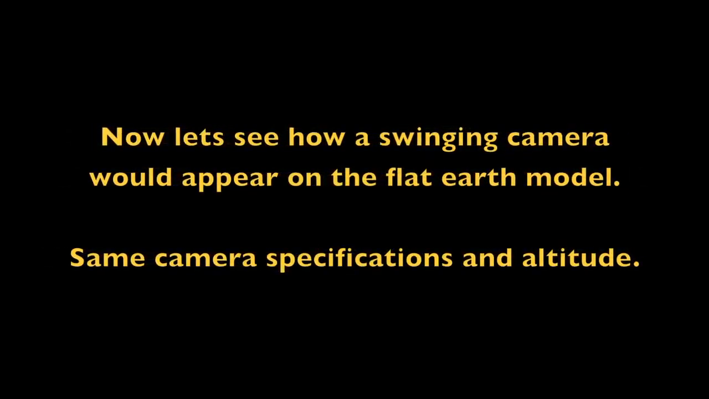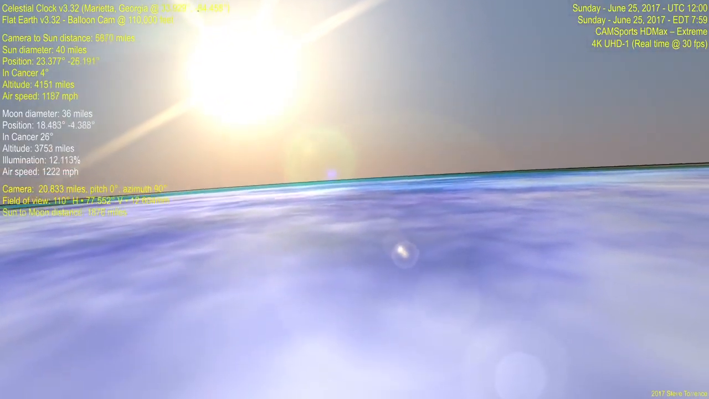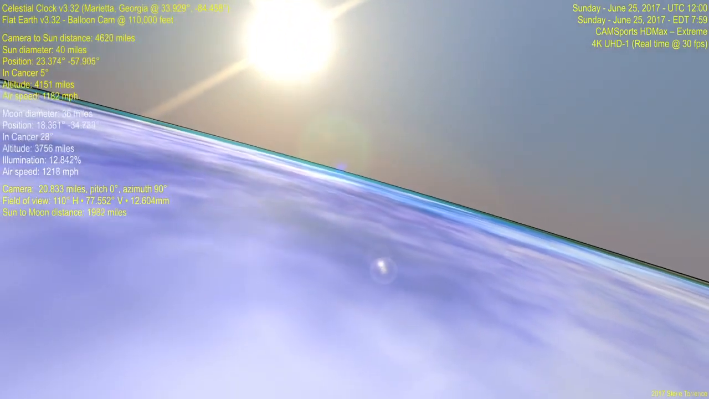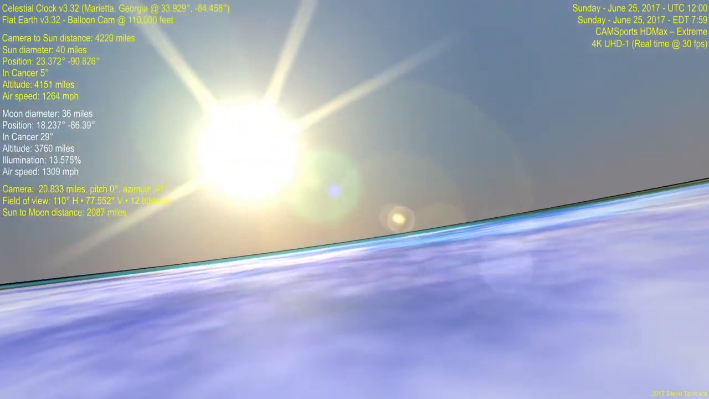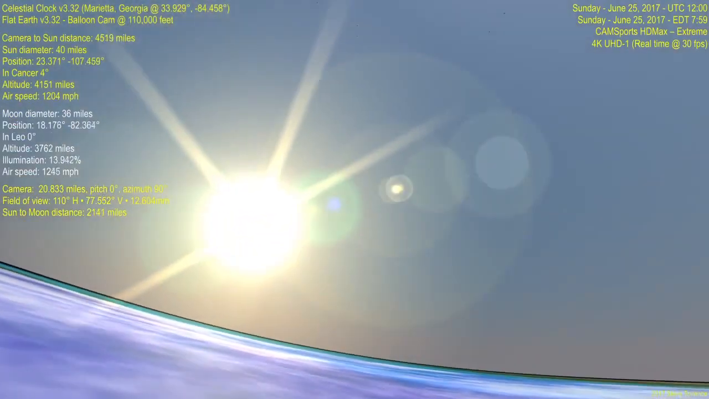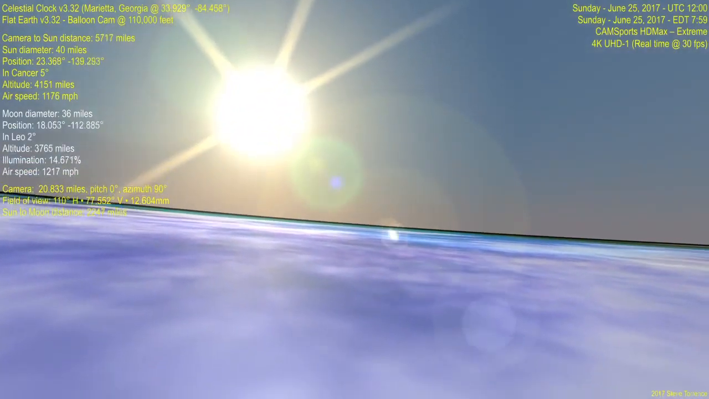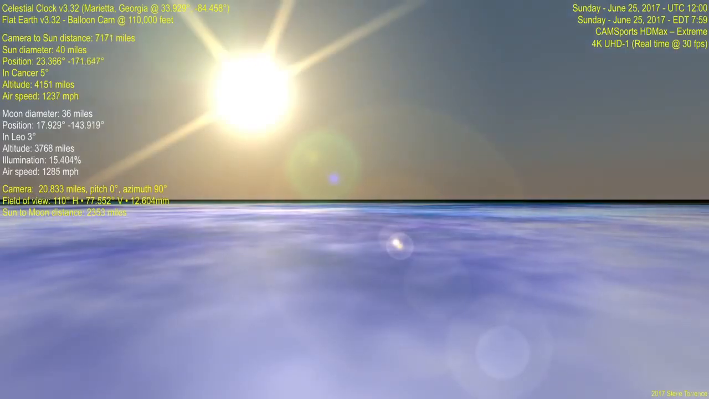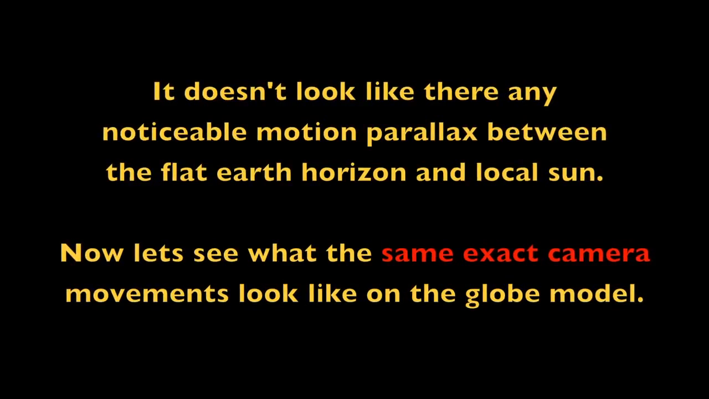Now let's see how a swinging camera would appear on the flat Earth model. Same camera specifications and altitude as original. It doesn't look like there is any noticeable motion parallax between the flat Earth horizon and the local sun.